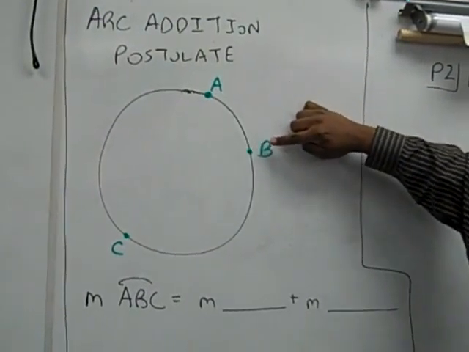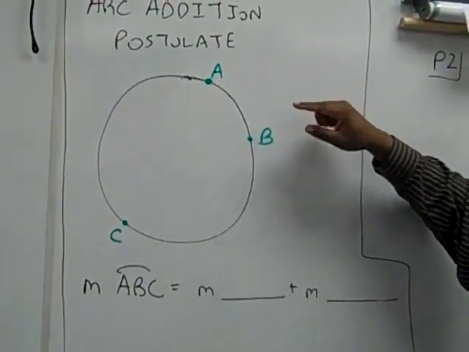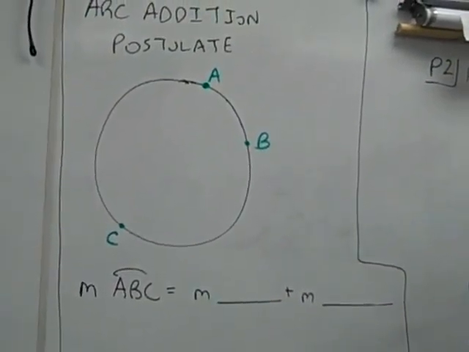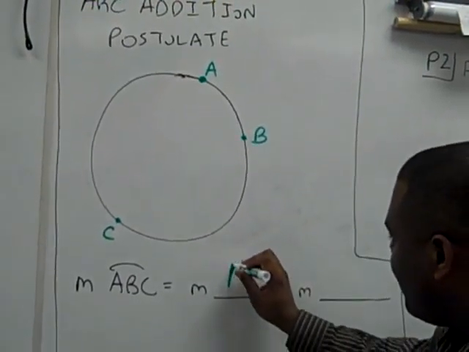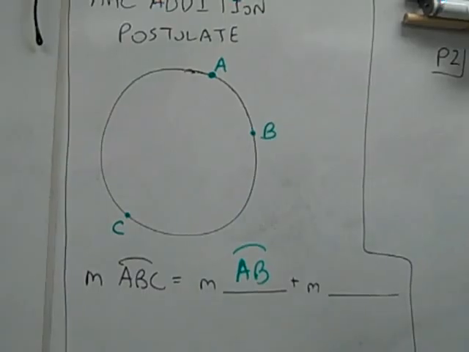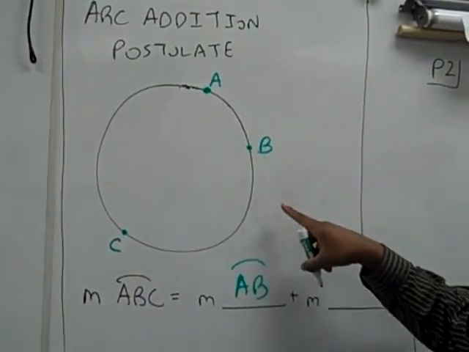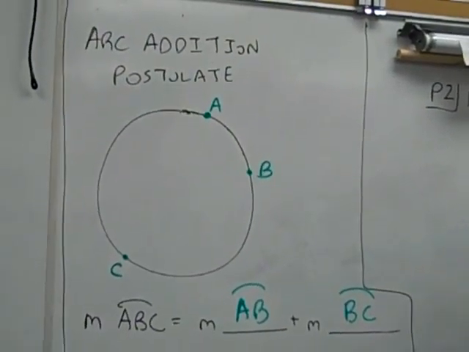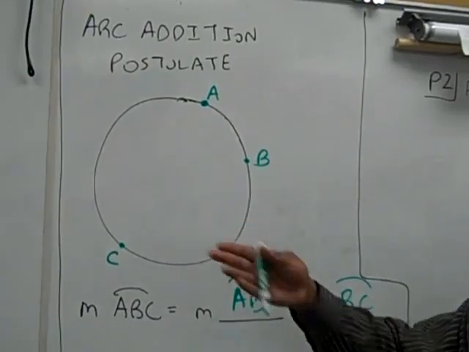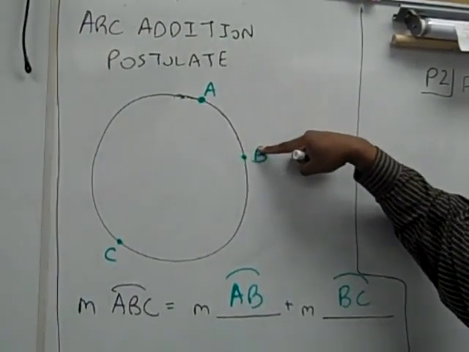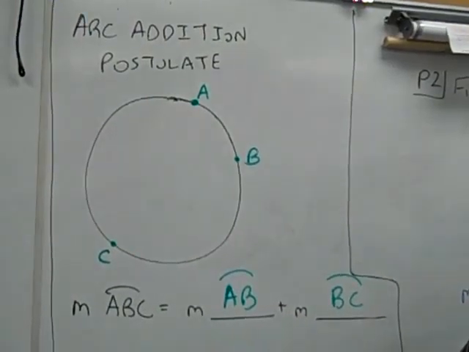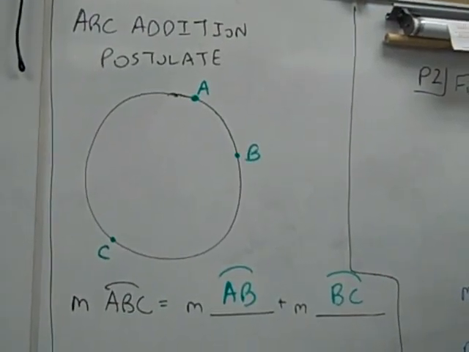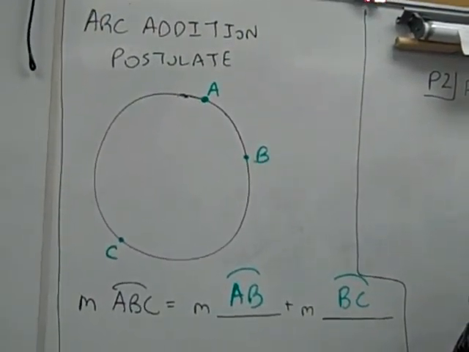If I go from A to B and then go from B to C, won't I get the same measurement? I should. So I'm going to take the measure of arc AB and the measure of arc BC, and that will give me my answer. If I take these two and add them up, I'm going to get the entire thing. And now we're going to use this postulate to help us answer some additional questions.